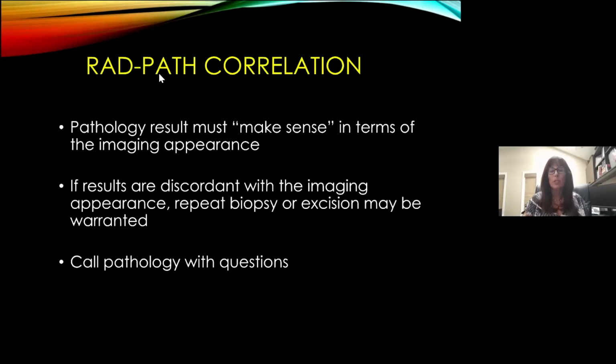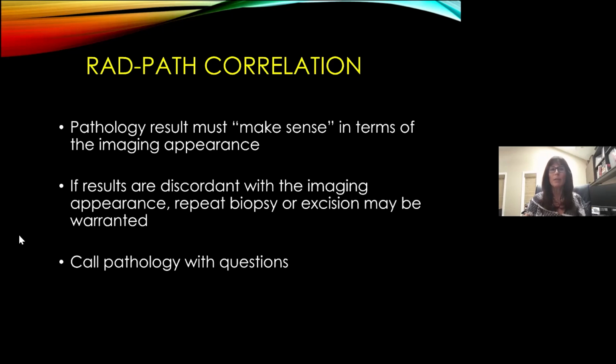Radiology pathology correlation is an important part of doing breast procedures, and this should be performed by the radiologist who did the procedure. The diagnosis must make sense in terms of the imaging appearance. If the results are discordant, meaning they don't make sense with the imaging appearance, we may need to repeat a biopsy, maybe use a different modality for guidance, or potentially excise that part of the breast. If there are any questions, reach out to your pathologist.